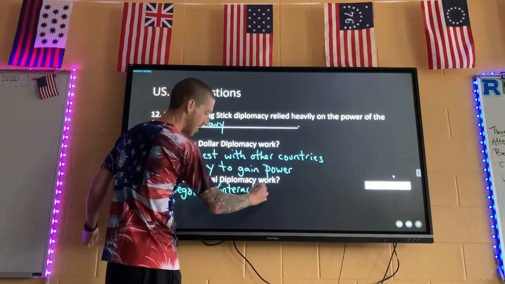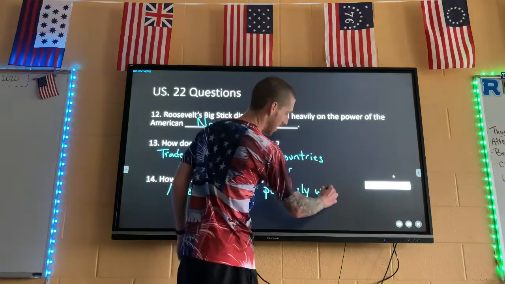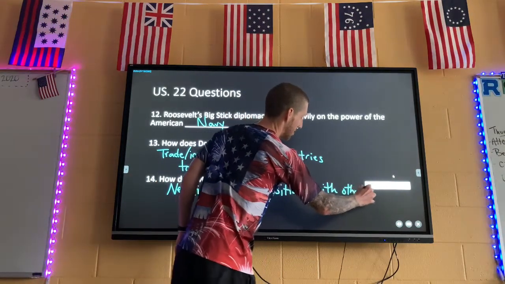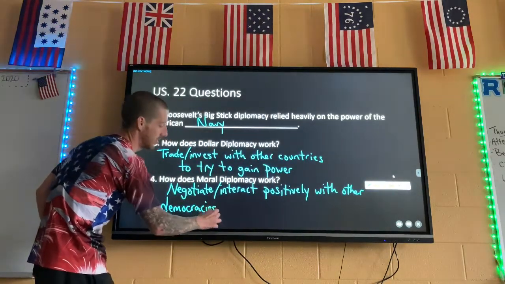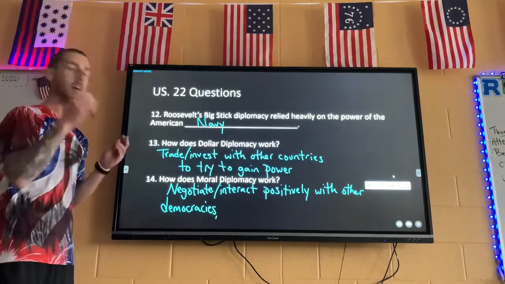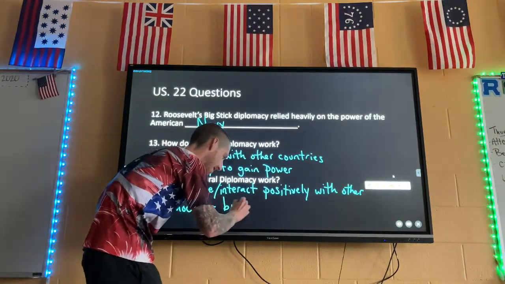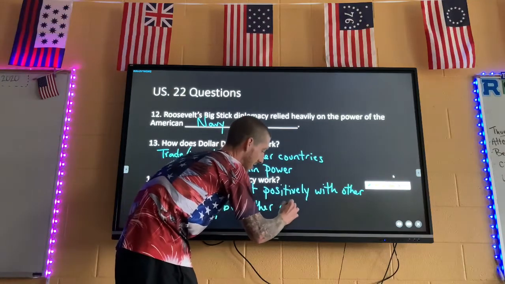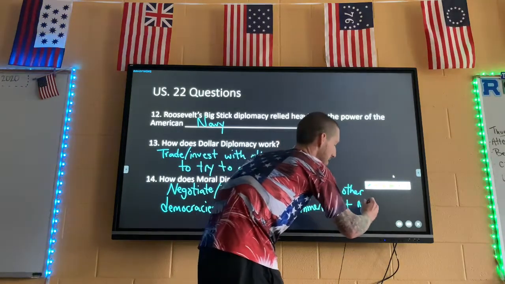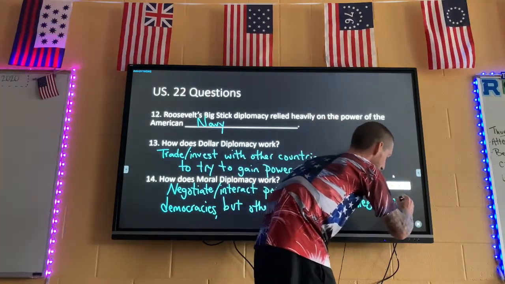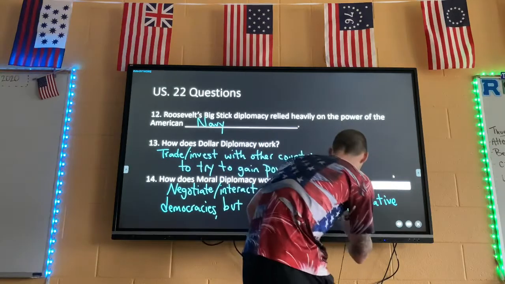You negotiate or interact positively with other democracies. So other countries that are like yours, you love them, you trade a lot with them, it's a really good relationship with other democracies, but then other governments get treated negatively. And what does that mean? That means no trade. And if you're not getting trade with the world's number one trade partner, that's actually a really bad thing, okay? Get negative treatment, AKA no trade.